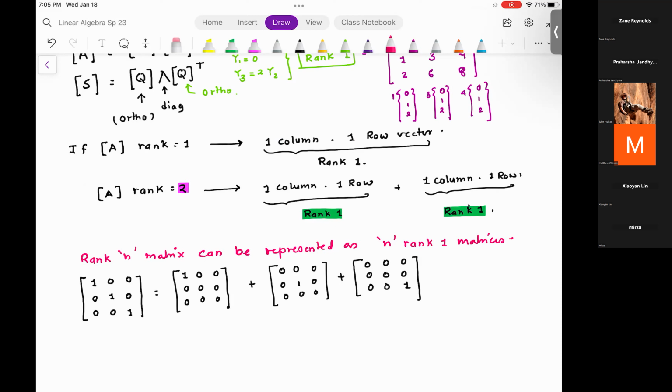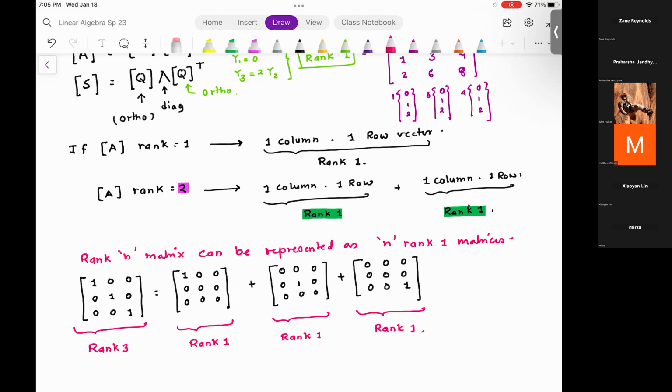Now, the takeaway here is that this matrix has rank 3. This rank 3 matrix is represented by the addition of 3 rank 1 matrices. Everyone understood this? Any question here?